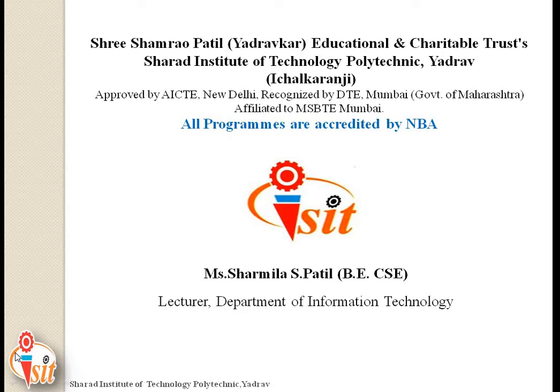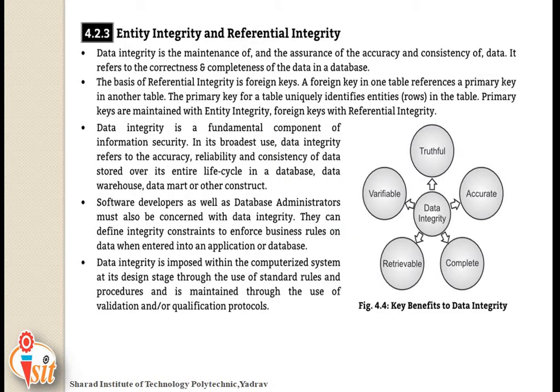In the last session, you have studied about a relational database and relational database schemas, and one example of a university database schema with 10 relation schemas. Now it's time to go further. In that we will see entity integrity and referential integrity. Then in detail, after that we will see foreign key. But before starting entity integrity and referential integrity, we will see what is data integrity.